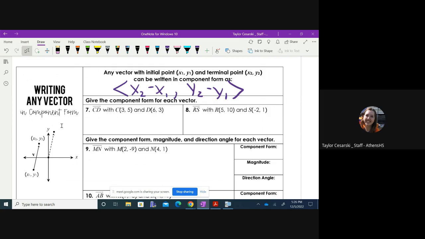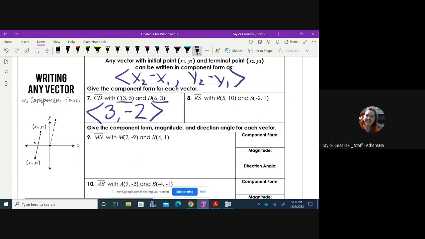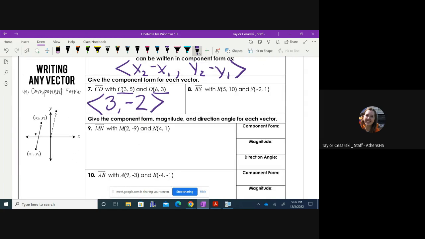Okay, so for number 7, if I was going to write this in component form, this is initial, this is terminal, so 6 minus 3 is 3, and 3 minus 5 is negative 2. That's the component form. All right, let's look at number 9. This is where we have to find all the things. So we have to first find component form, then magnitude, then direction angle.